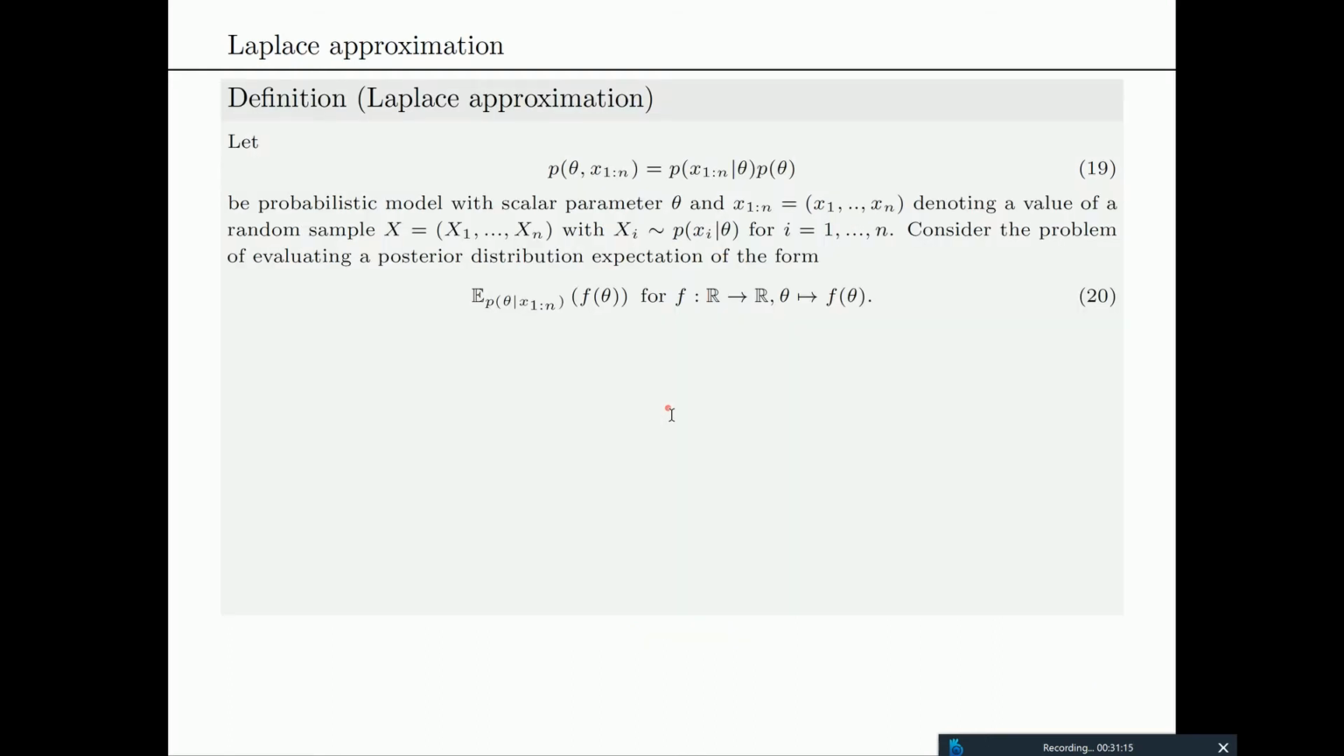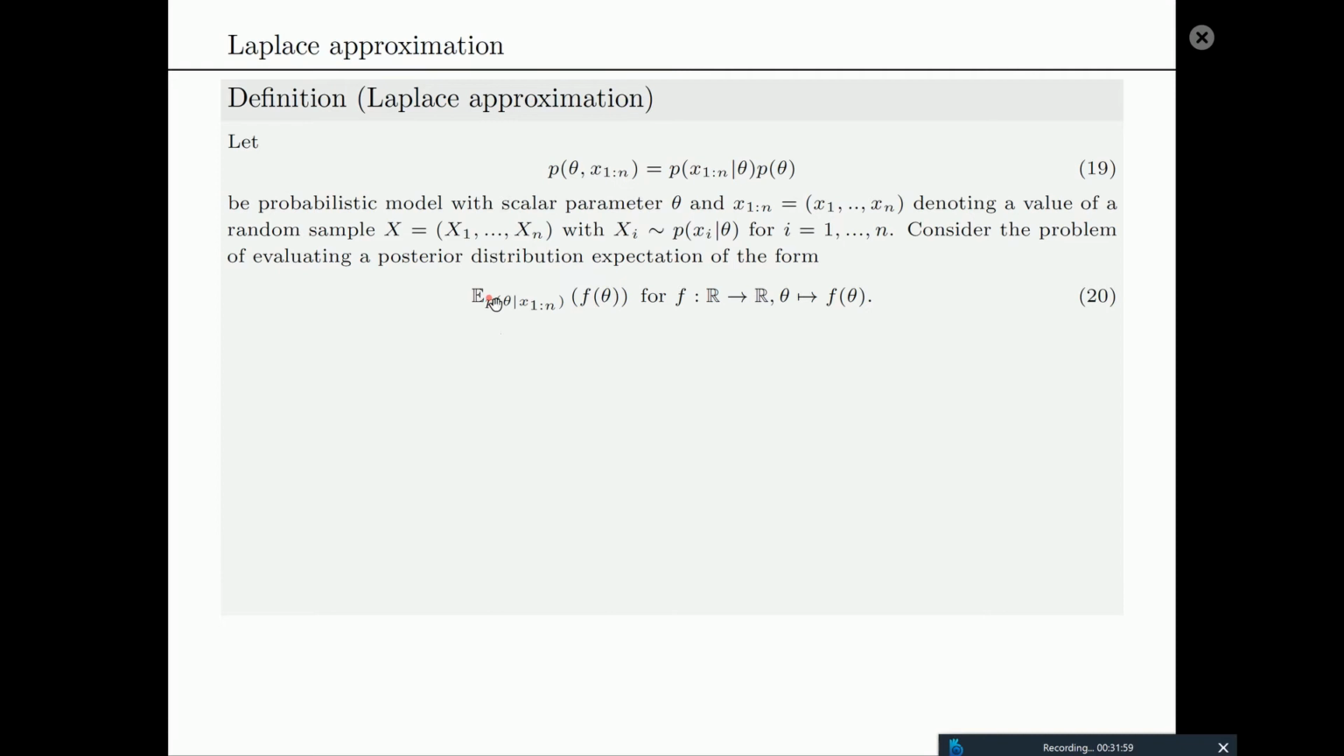Now comes the Laplace approximation. So assume we have this probabilistic model, and like always, one thing that is important for the whole thing to work is that the data points are conditionally independent given the parameters. So this joint distribution of the data points factorizes into the factor terms of each individual data point probability given the parameter. And we want to evaluate this posterior expectation of f.